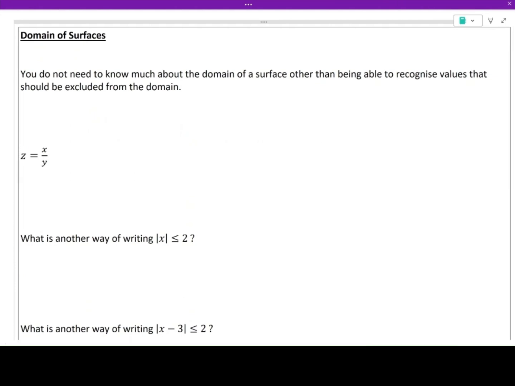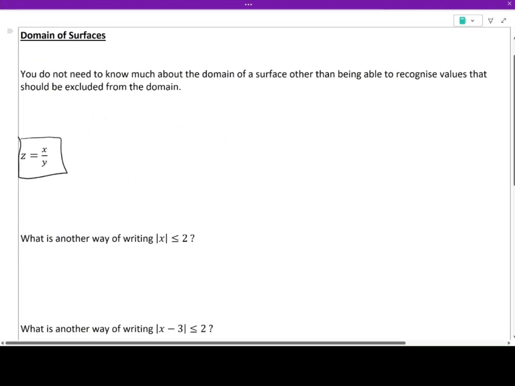Right, when it comes to the domain of surfaces, you don't need to know too much. You just need to be able to recognize which value should be excluded from the domain. So we have a surface equation here, z is equal to x over y. And what we just need to think is which values might you substitute in for x and y and potentially not get an output.